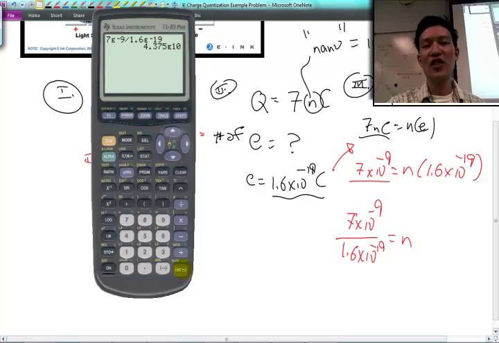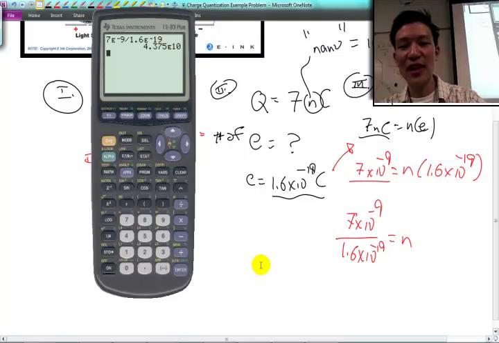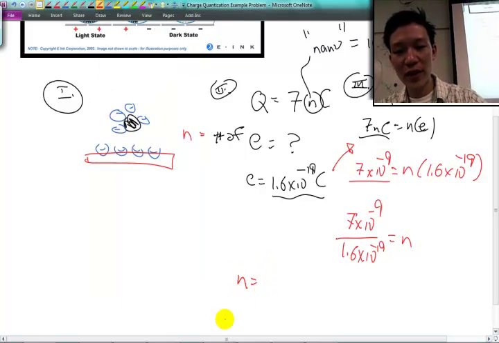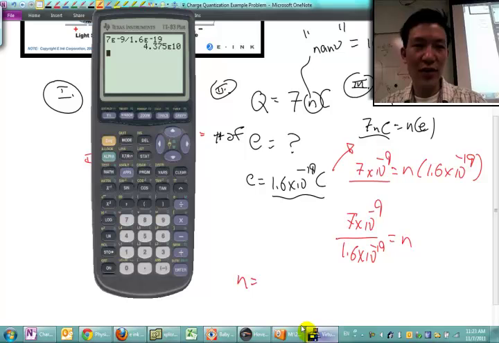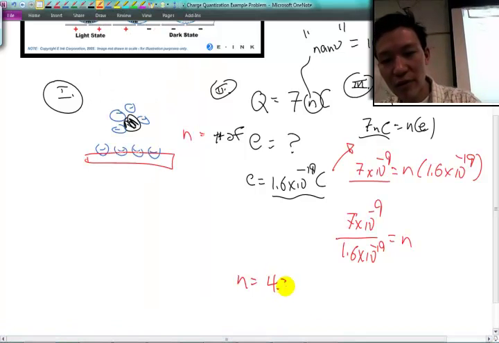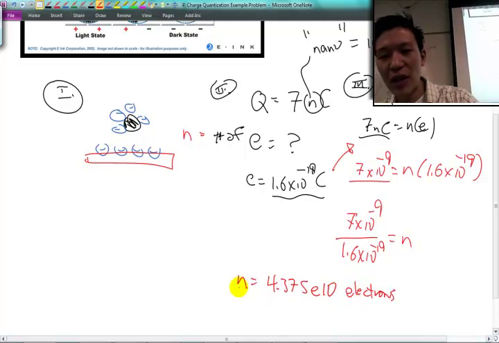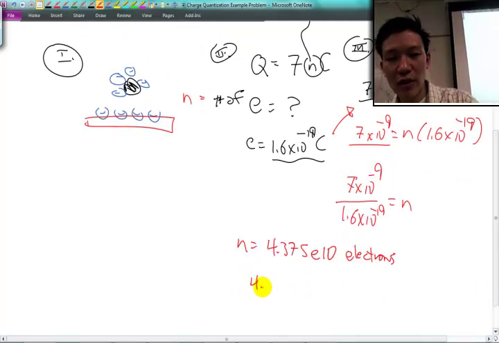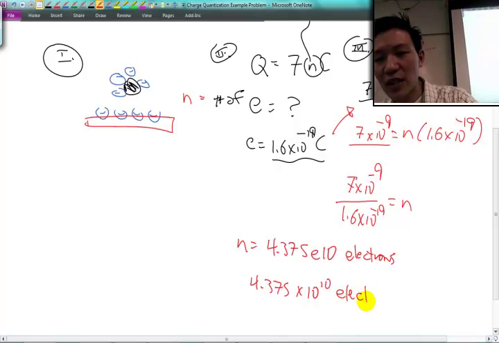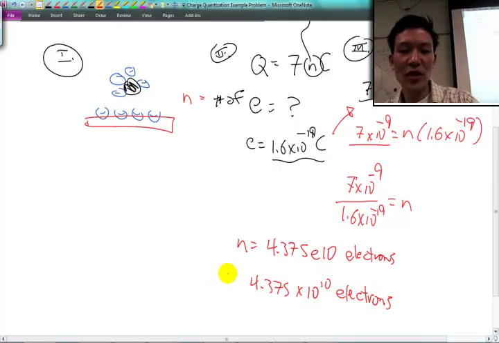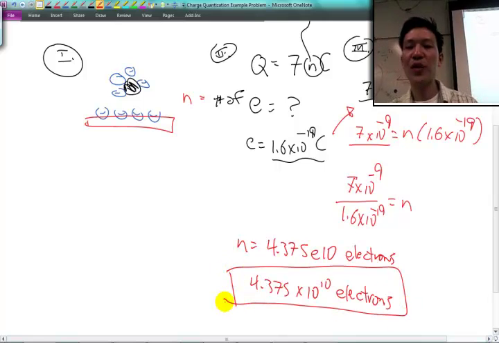And we get, is that a small number or a huge number? 4.375 times 10 to the 10th. Yeah, it's a huge number. So you can just write this as 4.375 E10 electrons, or that's the same thing as 4.375 times 10 to the 10th electrons. 10 to the 9th is billions, so this is 43.75 billion electrons.